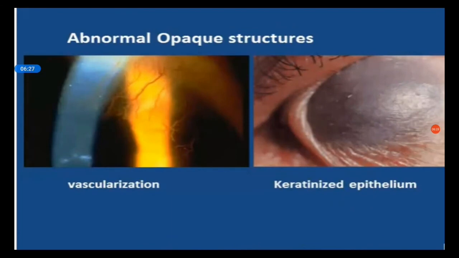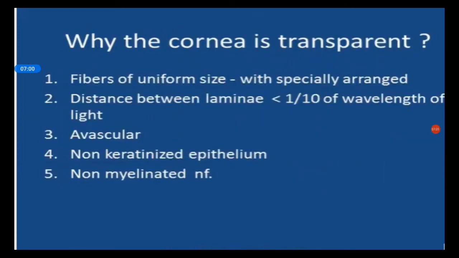Also, the cornea is transparent because of the absence of opaque structures. A normal cornea has no vessels, and blood is opaque, so if there is vascularization of the cornea, it will turn opaque. Also, the epithelium of the cornea is non-keratinized. Keratin is opaque. This is an example of a severe dry eye where the epithelium of the cornea and the conjunctiva is keratinized, and we get an opaque cornea. So these are the factors that make the cornea transparent.